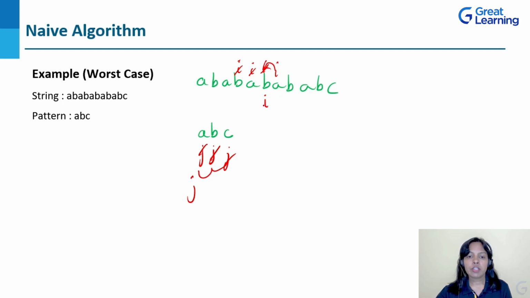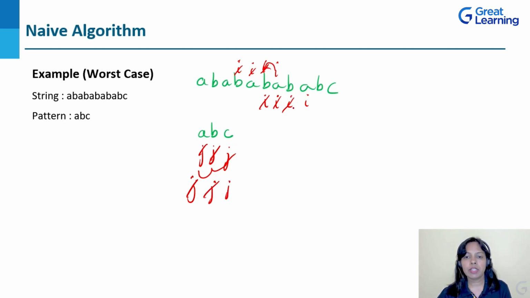Now I is pointing here, J is pointing here. So these two will be compared. Are they equal? No. So I will be incremented. This will remain there. Now I and J will be compared. So yes, these two are equal. So I will be incremented and J will also be incremented because they are equal. So B is similar to B. Again, they are equal. So I will be incremented and J will also be incremented.